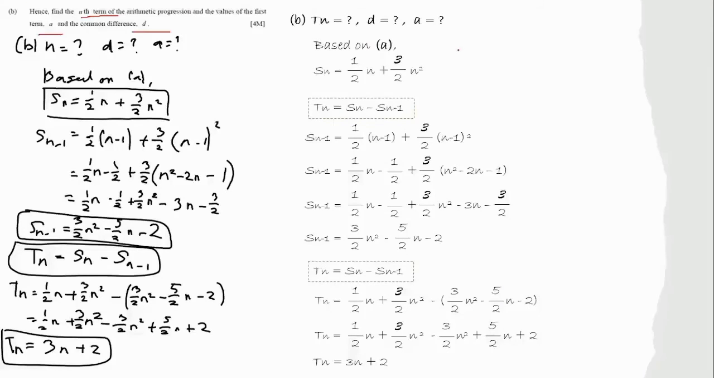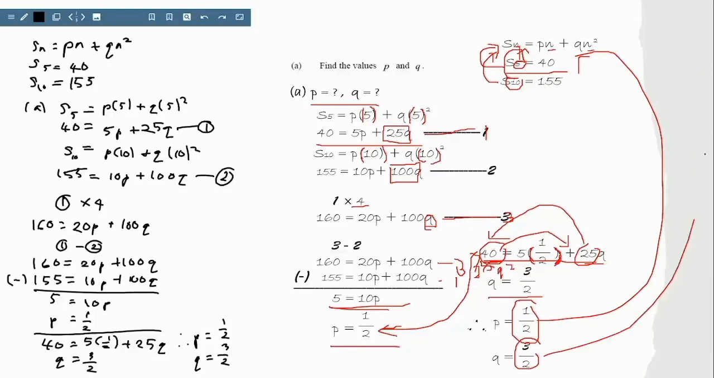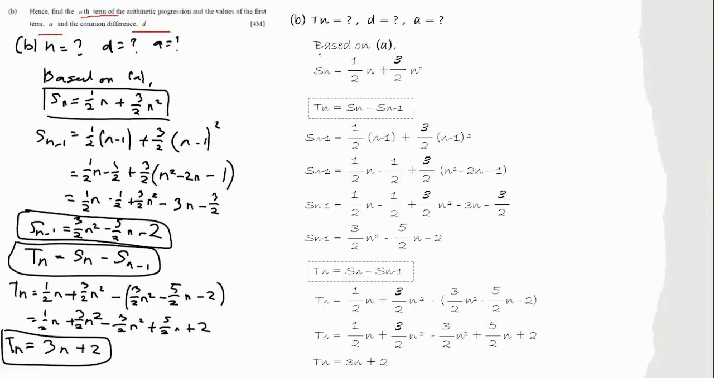Next question. Based on question A before, by substituting the value of p and q into the equation given, we get the equation of Sn equal to 1/2 n plus 3/2 n squared. We're going to find Tn by using this equation. As we already know, Sn equals 1/2 n plus 3/2 n squared. All we need to do is to find Sn minus 1.